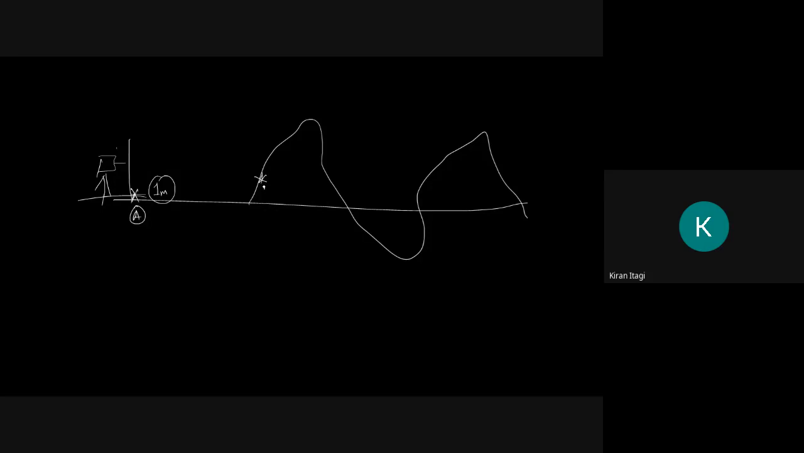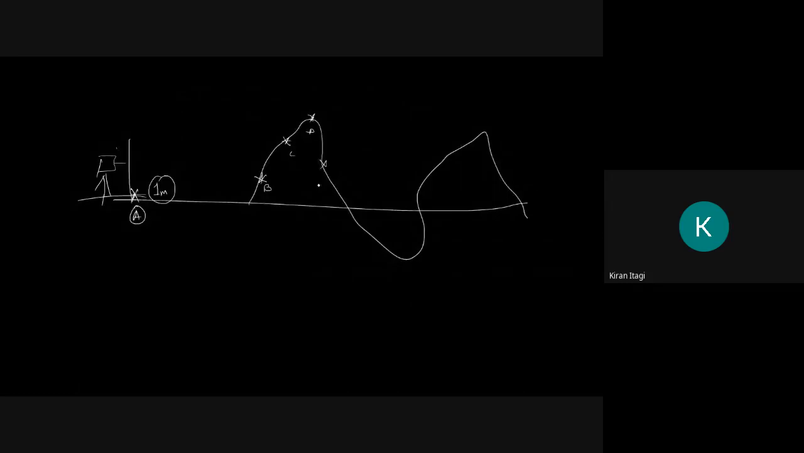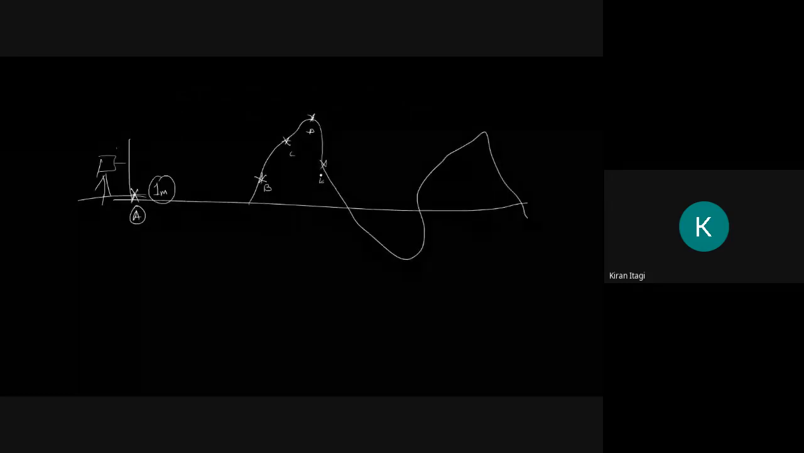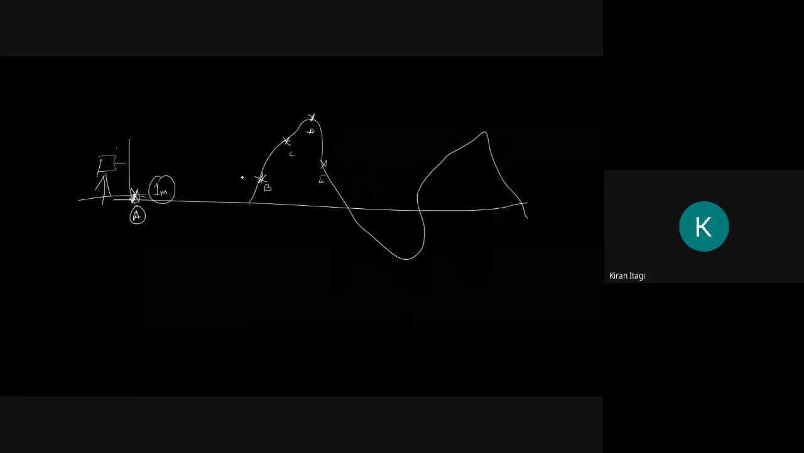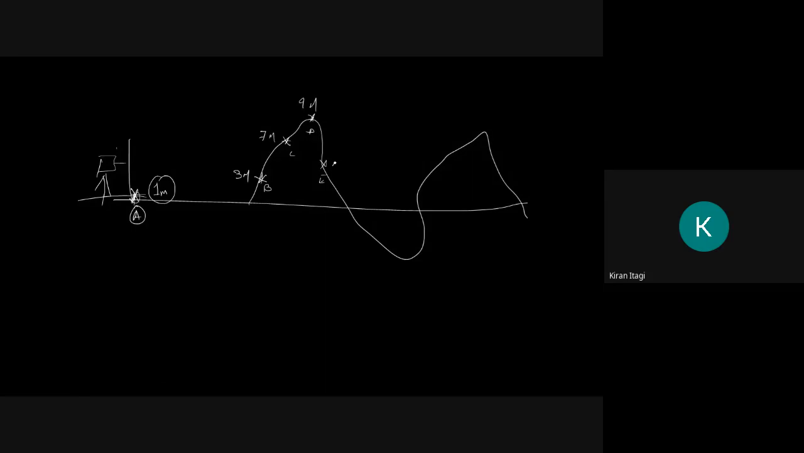This is B. This is C. This is D. E. Okay, this is at the station A. It is 1 meter. Here it is 3 meter. Here it is 7 meter. Here it is 9 meter. Here it is 6 meter. Okay. Now tell me what is the height difference between A and B?